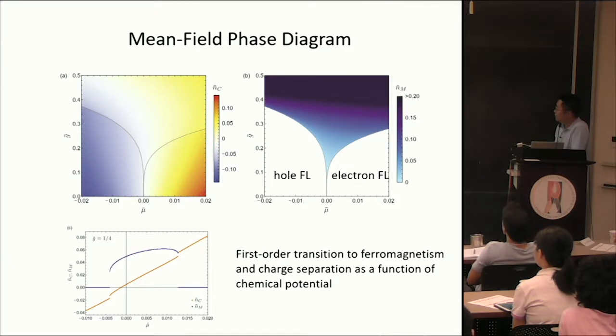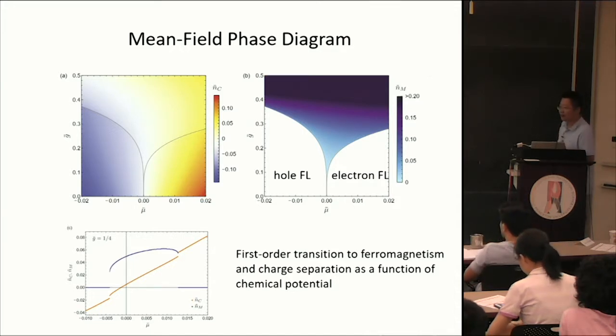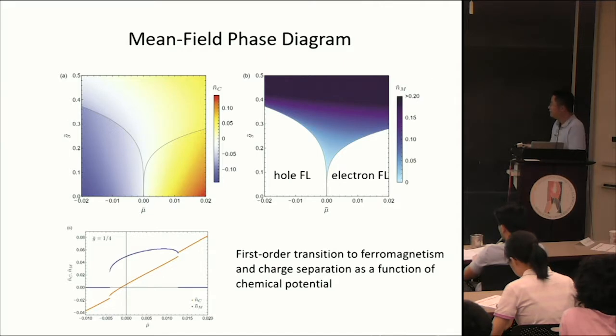Now this transition to ferromagnetism is actually first order. And at the same time, with this ferromagnetic transition, there's also a discontinuous change of the electron density. This is consistent with the fact that these high order Van Hove singularities are right on the verge of ferromagnetism, because it has a diverging spin susceptibility. It's also on the verge of becoming charge ordered, because it also has a divergent charge compressibility. So when interactions are present, in the mean field calculation, there's a first order transition to ferromagnetism and to charge saturation as a function of chemical potential.